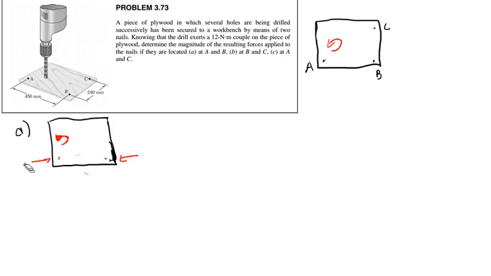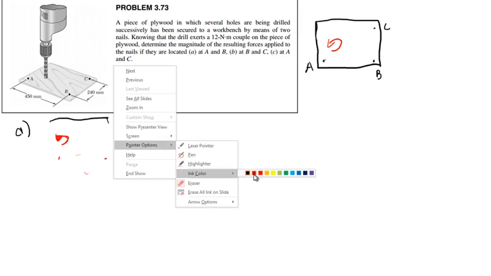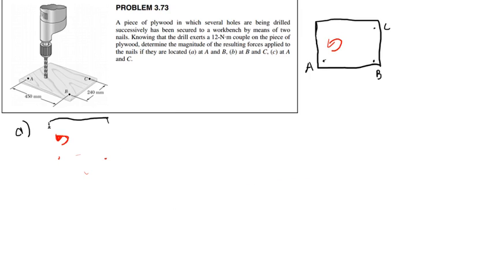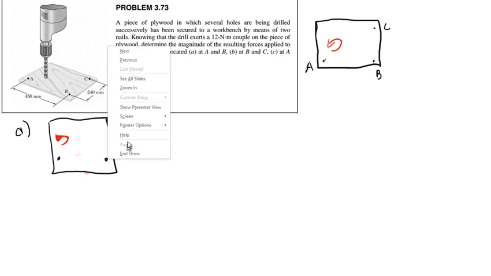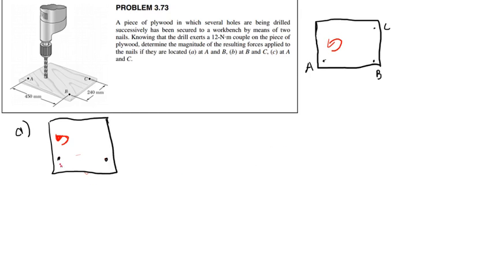So what we can actually see, if we think about this a little bit, is that, oh my goodness, I keep erasing my own drawing. What's going to happen instead is this couple is going to be resisted by another couple. So I'm going to need something like this.